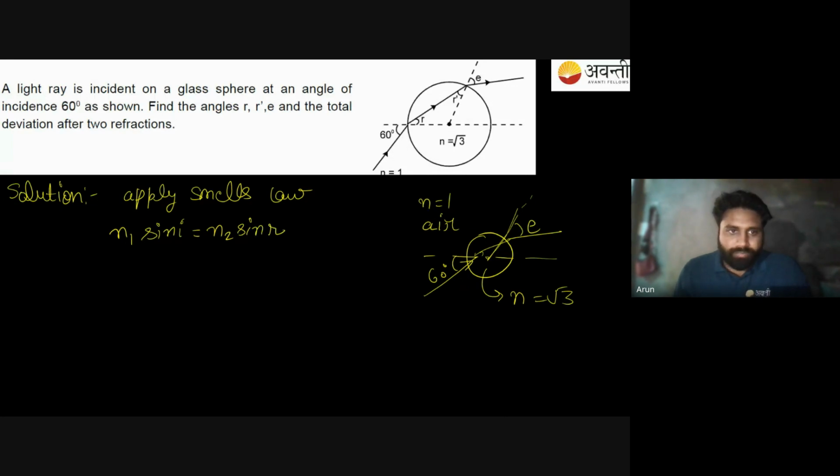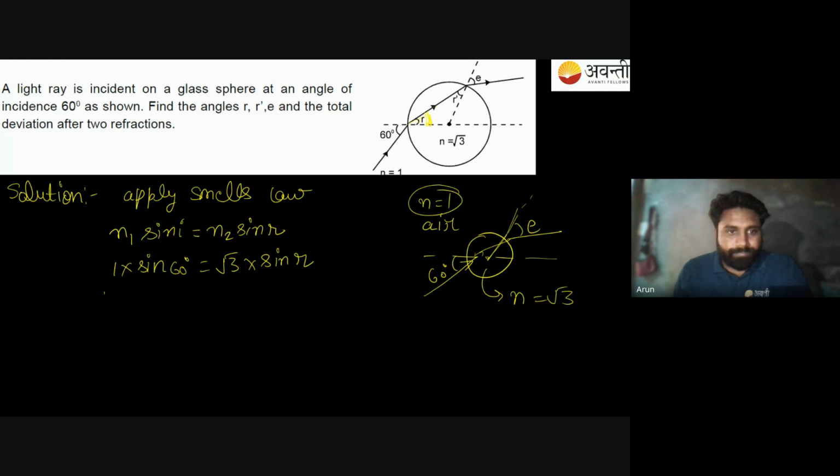Got it? What is the value of n1? n1 is 1, the refractive index of the outer medium. 1 into, what is the value of I? I is the angle of incidence, which is 60 degree. It is sine 60 equals to, what is the value of n2? It is √3 sine R. Okay, the angle R is over here. You can see in the figure of the question. This angle is R, the angle of refraction.